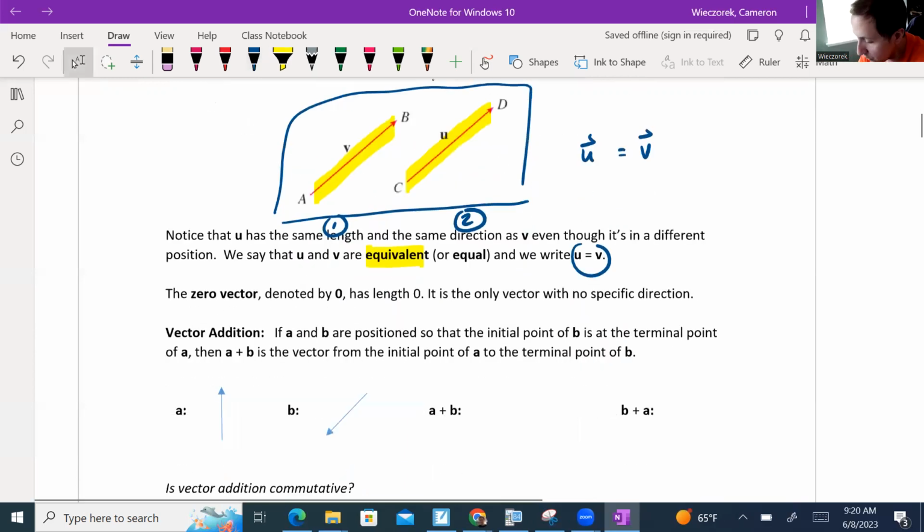The zero vector is the only vector that actually has no direction. It has zero length, and because there's no length, I can't even see it. It has no direction, but every other vector will have a direction.